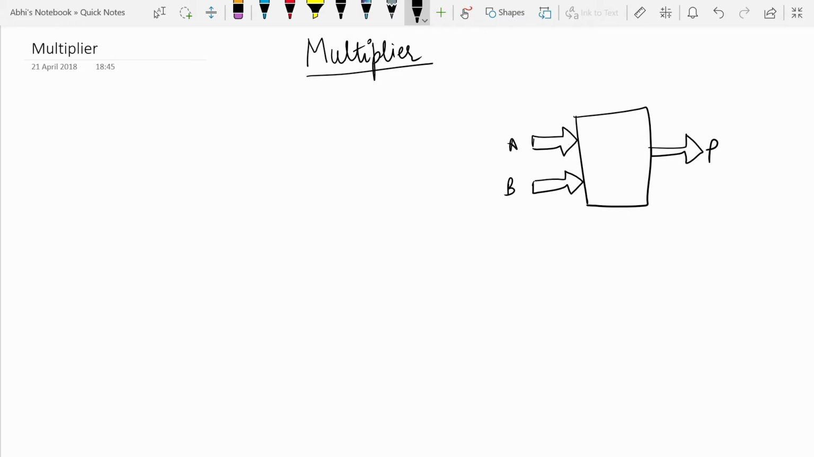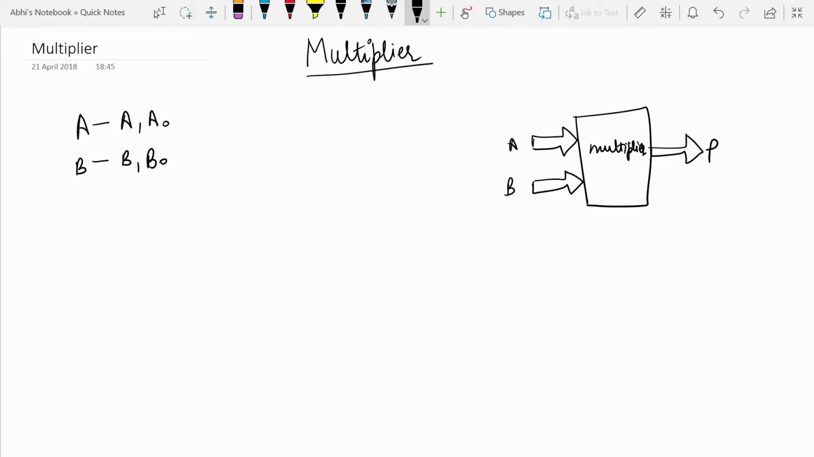Now I'm going to tell you about the multiplier and how to obtain the multiplier circuit and how it works. Let's take two 2-bit numbers A and B, where A is A1 A0 and B is B1 B0. The box here represents the 2-bit multiplier. A and B are represented by thick arrows because they are multi-bit numbers. P is the product that we obtained after multiplying A and B.